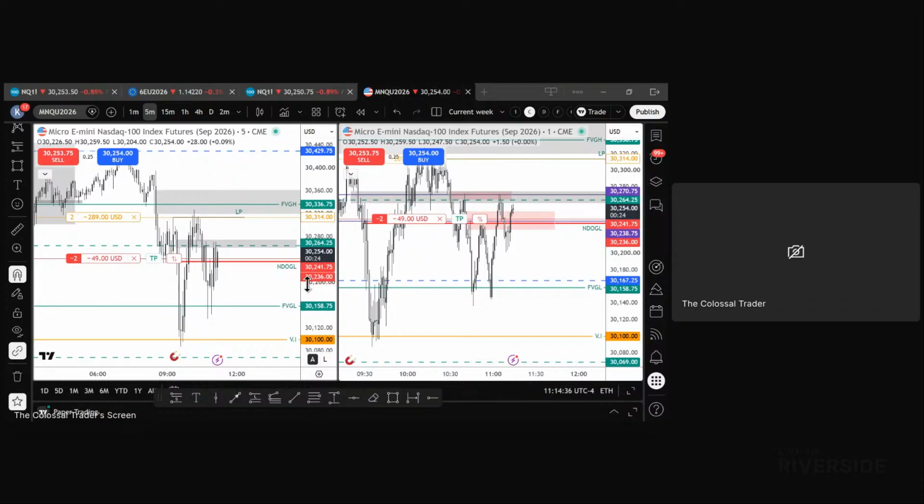Yeah, they're just hanging this price, hanging it.